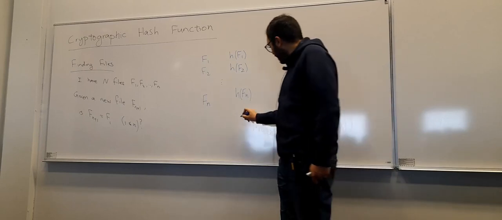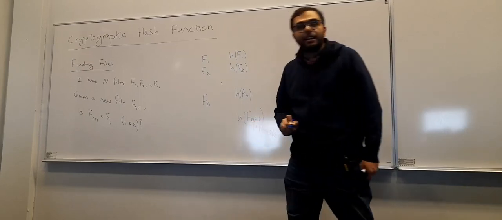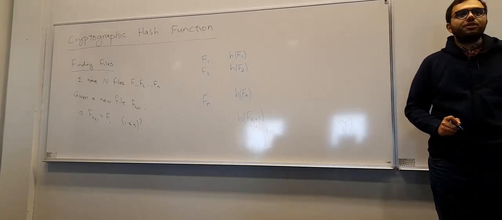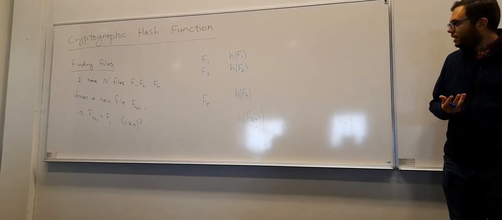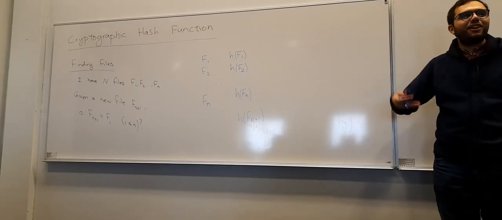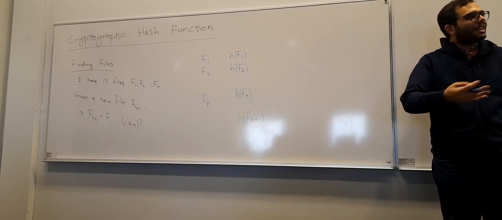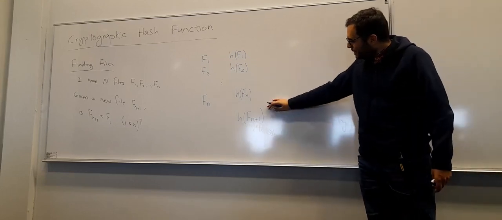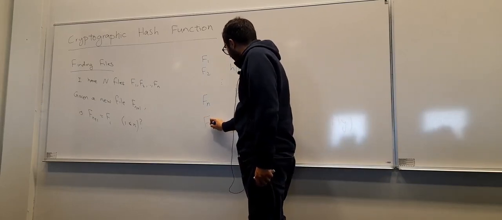Now, there are two cases. Either I take the hash of this new file, Fn+1, and I see that this hash is not already in my list, in which case I'm sure that this is a new file, right? Because the hash function is a function. So if I had the same file before and I took its hash, I would have the same value. So if I don't have this value, then I'm pretty sure that this is a new file and I can just add this new file, Fn+1.